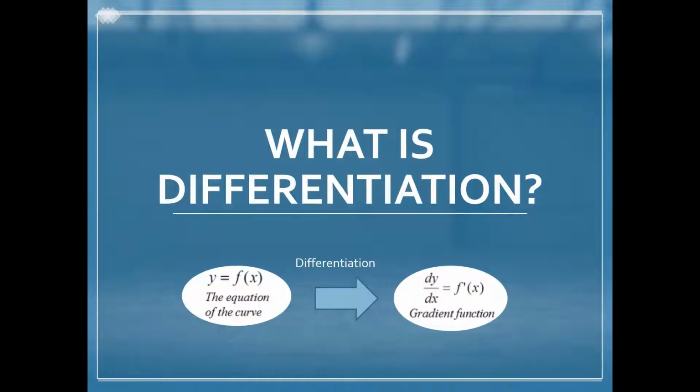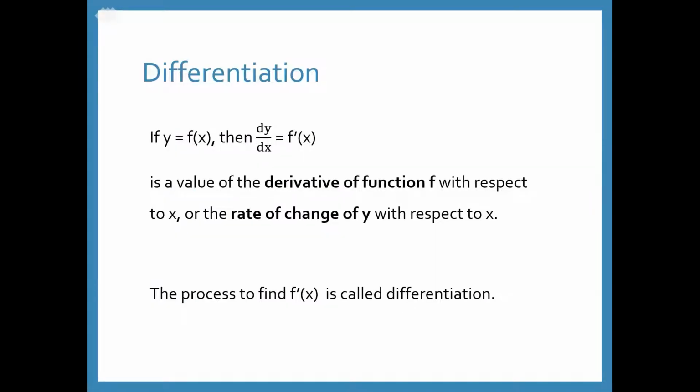Differentiation is a technique to measure how a function is changing at any point, and it is used to calculate the gradient of a graph at different points. If y equals f(x), then dy over dx, which is equal to f prime x, is the value of the derivative of the function f with respect to x, or the rate of change of y with respect to x. The process to find f prime x is called differentiations.